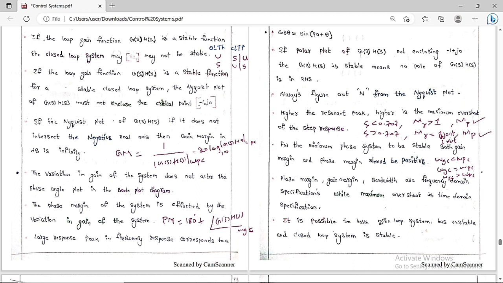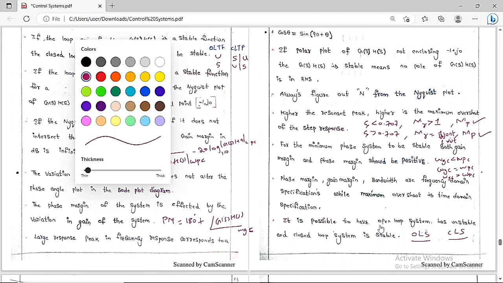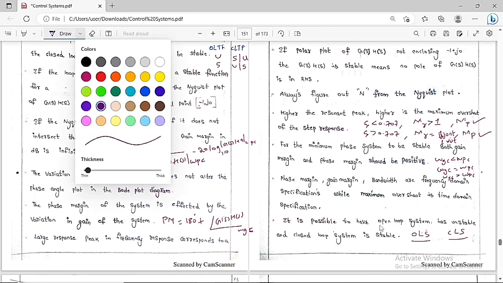The next point is, it is possible to have the open loop system as unstable and the closed loop system stable. Basically, here they are saying, I have already told you about open loop system and closed loop system. I have told you this point many times, but let me repeat so that you can easily understand.